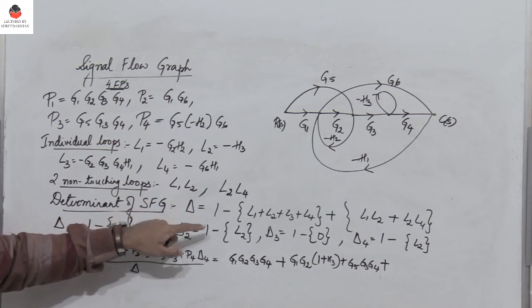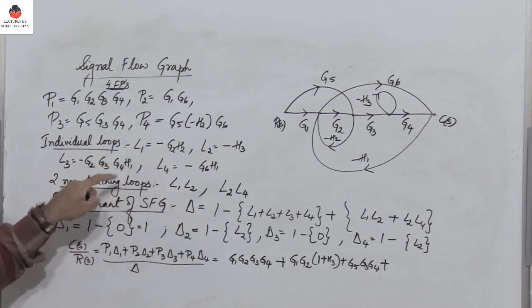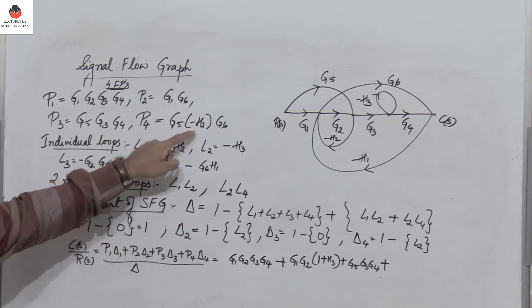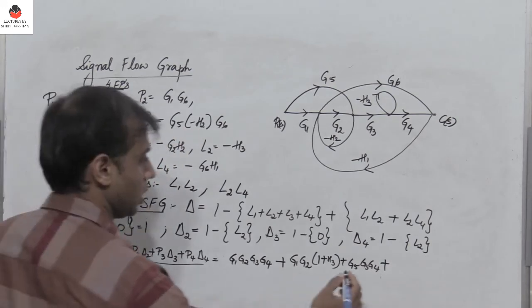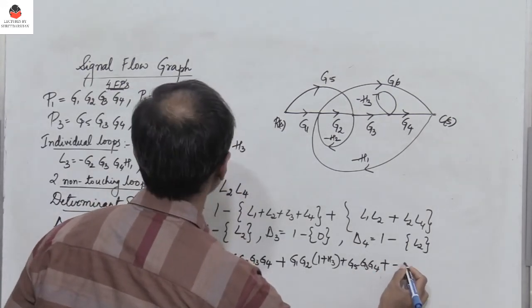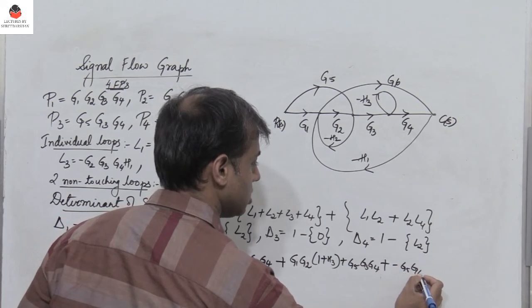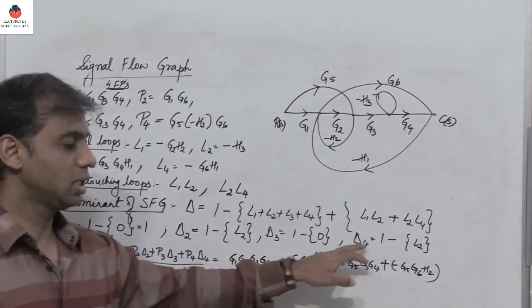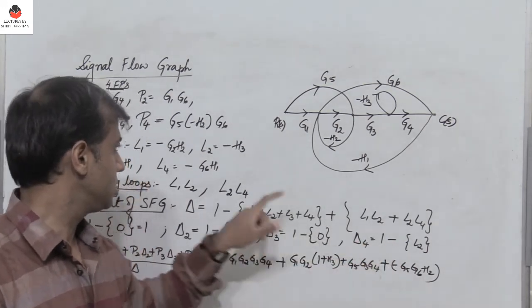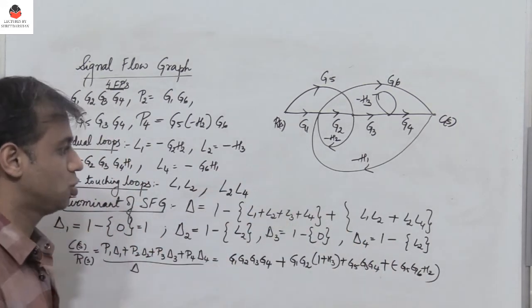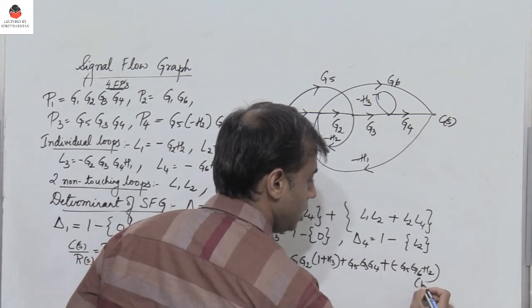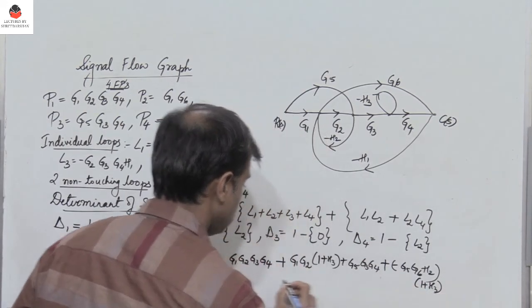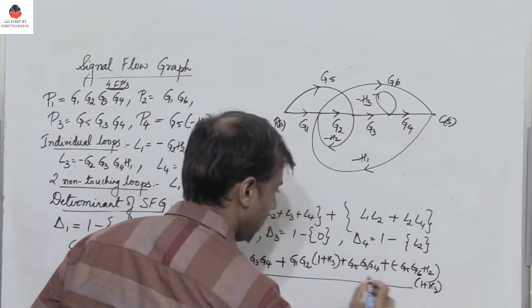Then P4 into delta 4. P4 is this expression, where I take a minus sign here, G5, G6 into H2 into delta 4. So what is delta 4? 1 minus L2, so I can write it as 1 plus H3 into 1 plus H3. So this whole thing divided by delta.